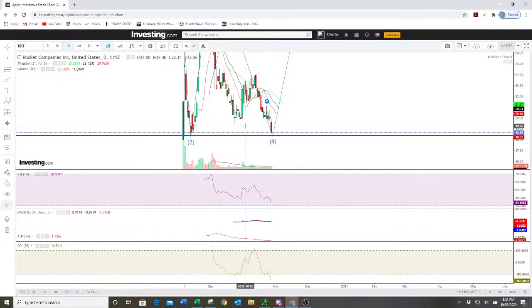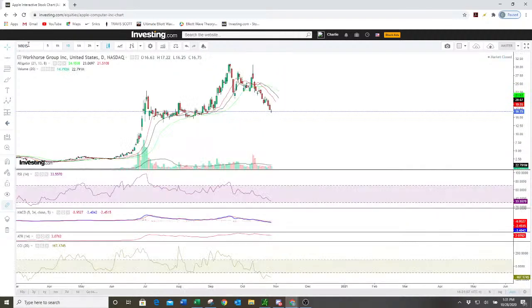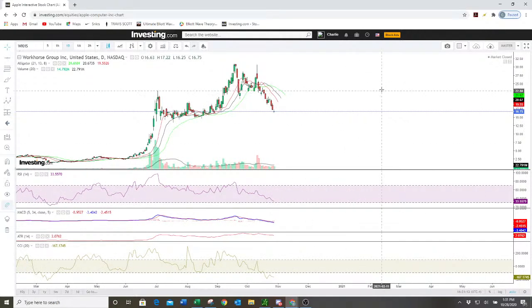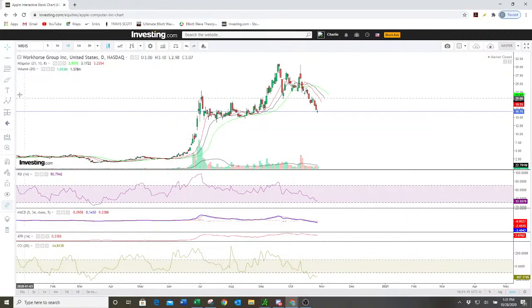RKT, look at Workhorse. You know, Workhorse is one of my favorites, but yeah, it's getting killed because there's no news about their deal with USPS, United States Postal Service. So what we have here is what we discussed before, it feels like an expanding move as well.